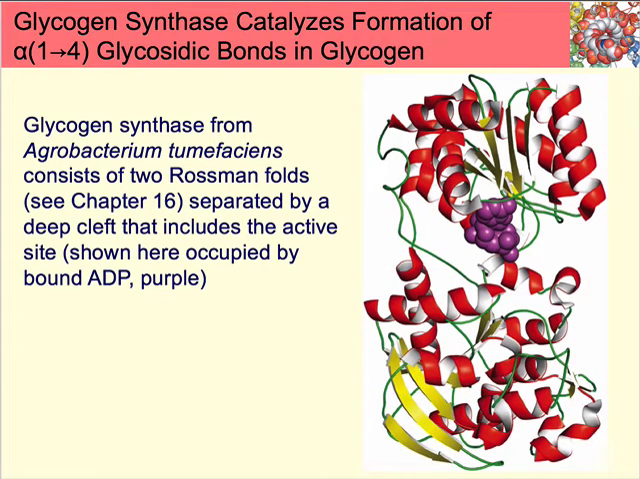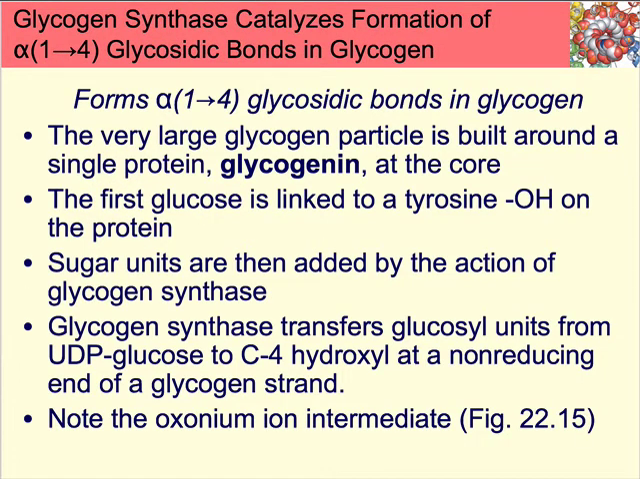There are 2 Rossmann folds in this structure, separated by a deep cleft that includes the active site, shown here occupied by bound ADP in the purple. Glycogen synthase catalyzes formation of alpha-1,4 glycosidic bonds in glycogen.